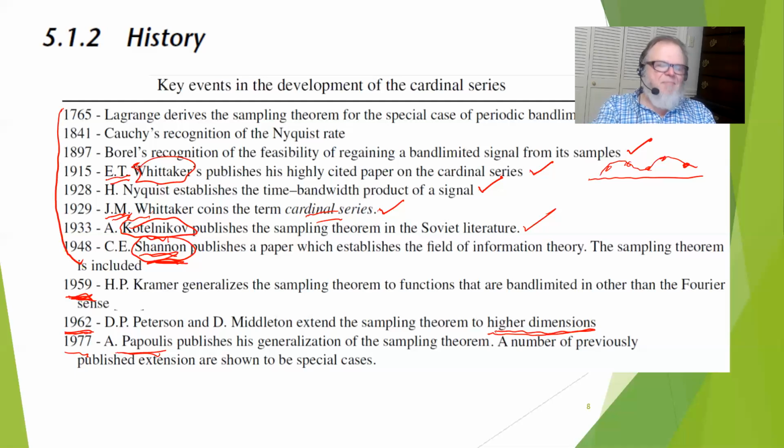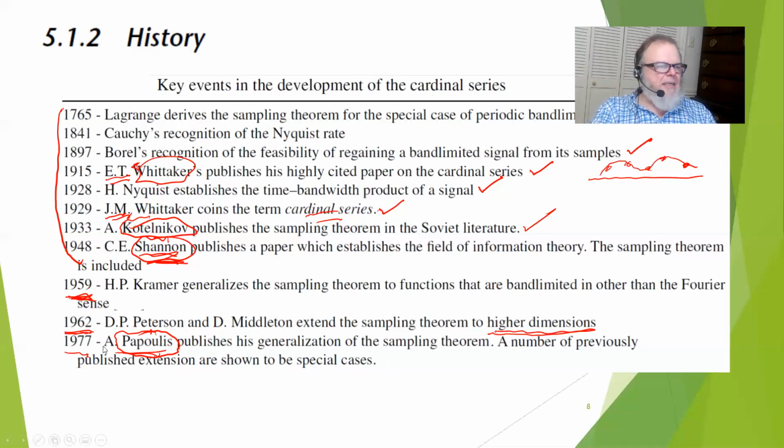Now this is really interesting because there are all these generalizations. Papoulis came along and gave one beautiful sampling theorem, which generalized all of these sampling theorems into one package. And this was his generalization of the sampling theorem. As it says here, a number of previously published extensions are shown to be special cases. So this is the history of the sampling theorem.